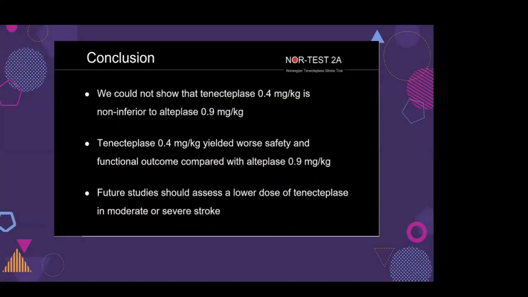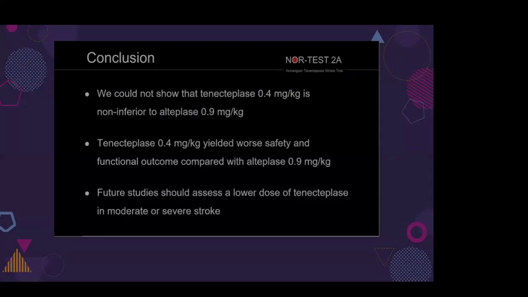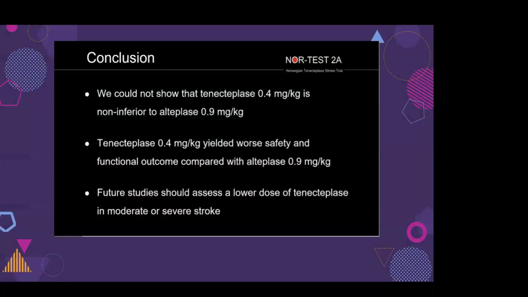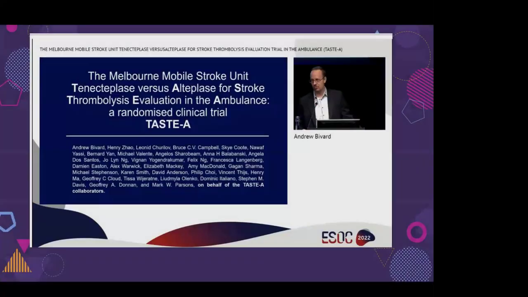And so they could not show that tenecteplase is non-inferior. They rather reported worse safety and functional outcome. And then they planned to do the NORTEST-2B study using a 0.25 milligram per kilogram dose, and I think that's been going on. It's a Norwegian study, so it was done in Norway, and probably it's being done right now.